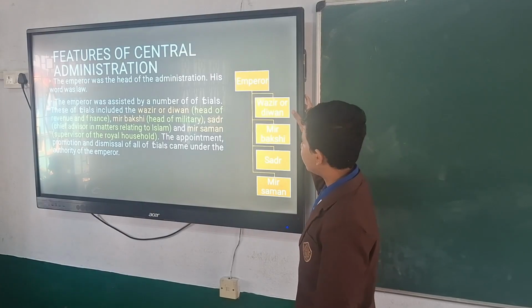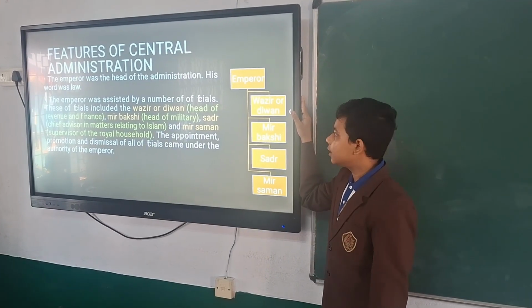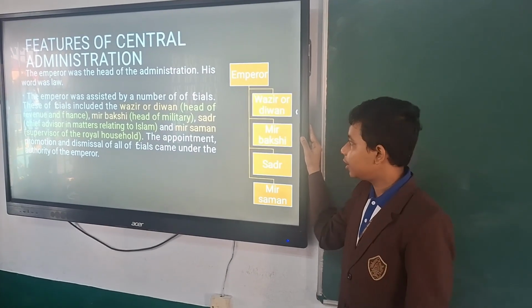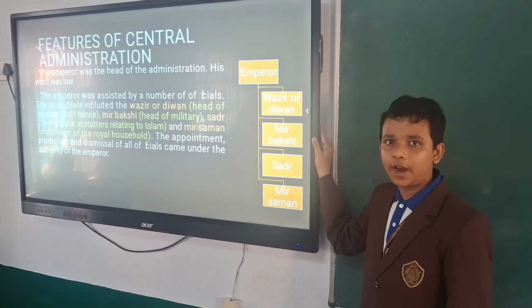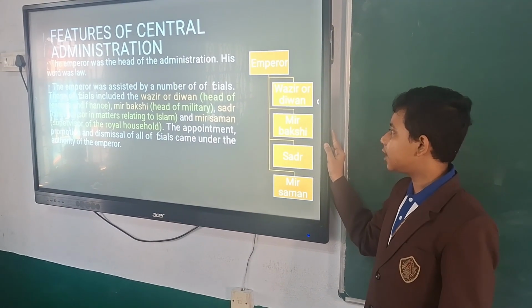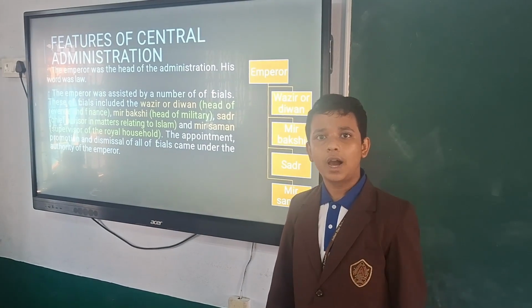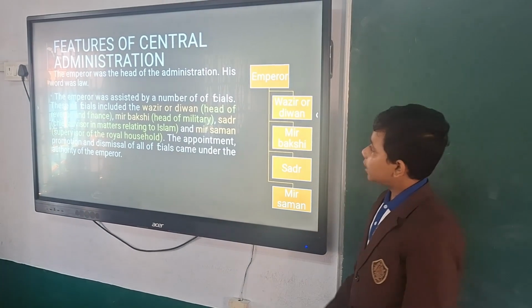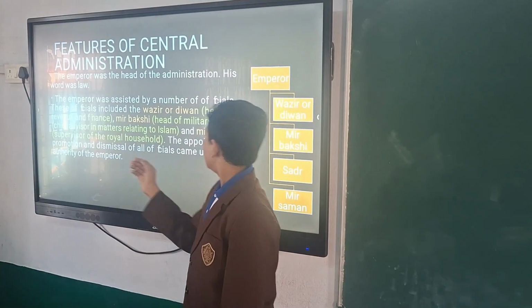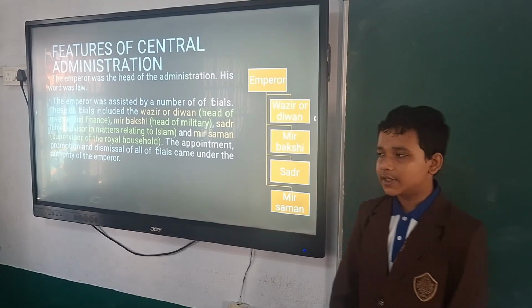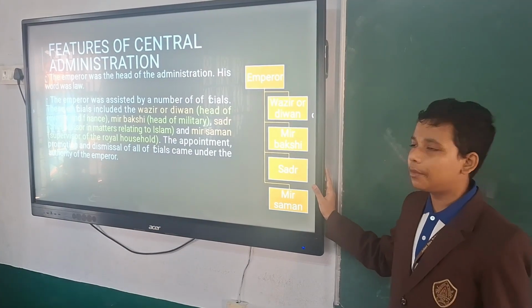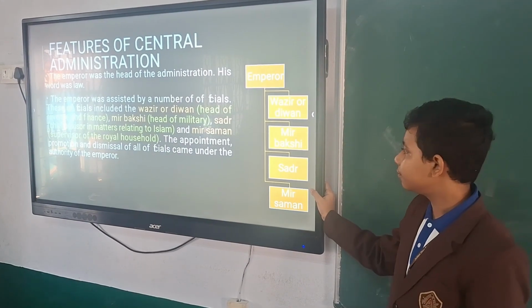The Wazir Diwan was the head of revenue and finance. Mir Bakshi was the head of military. Salar was the chief advisor in matters relating to Islam, and Mir Saman was the supervisor of the royal household. As his word was law, all the appointments, promotions and dismissals of all officials came under the authority of the emperor.